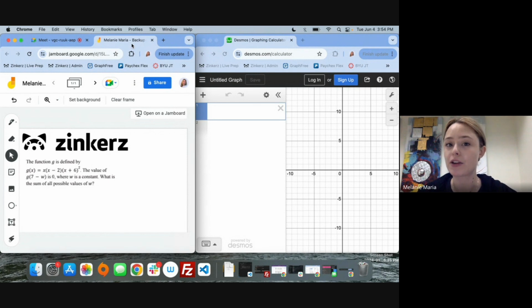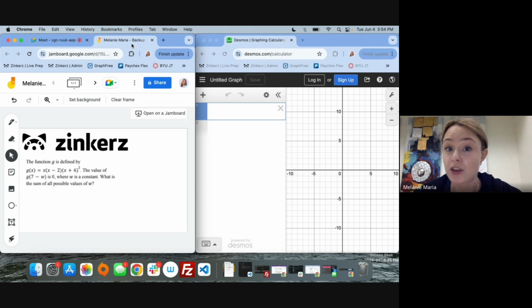Let's take a look at another digital SAT question and how we can use Desmos to help us solve it. This question says, the function g is defined by g of x equals x times x minus 2 times x plus 6 squared. The value of g of 7 minus w is 0, where w is a constant. What is the sum of all possible values of w?